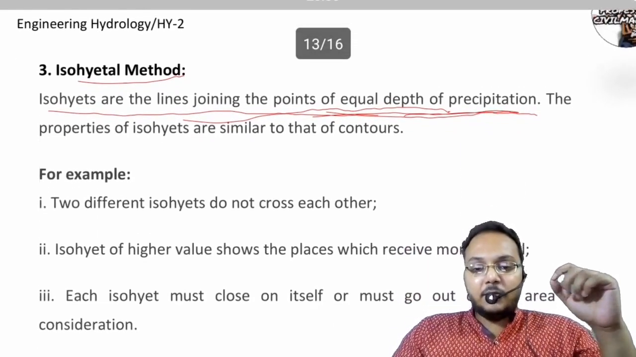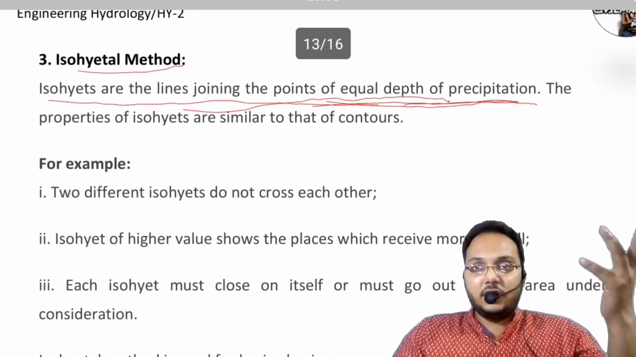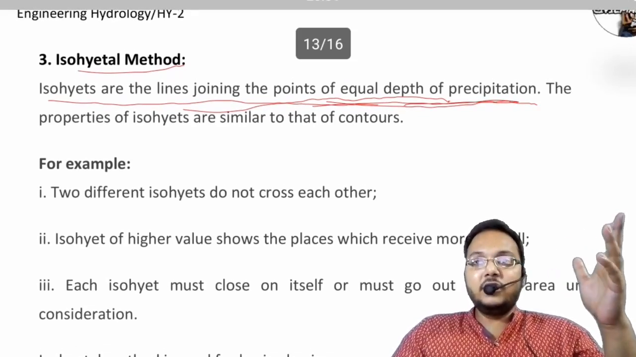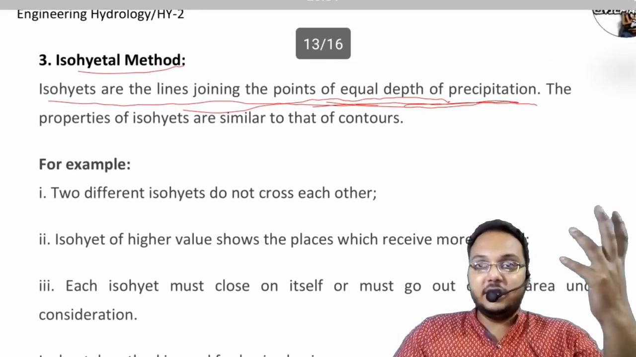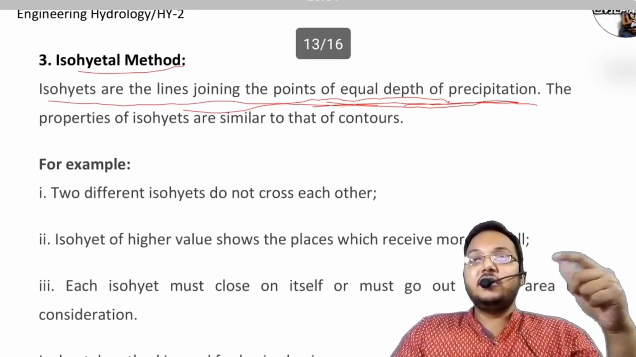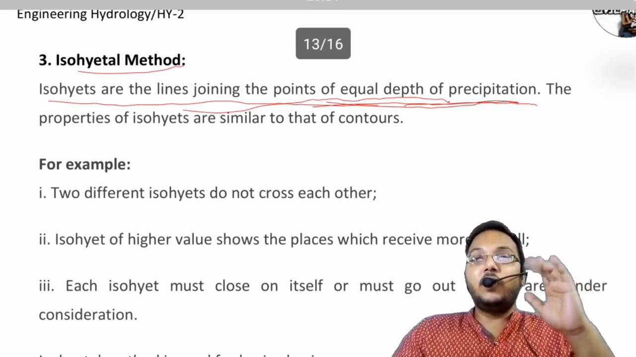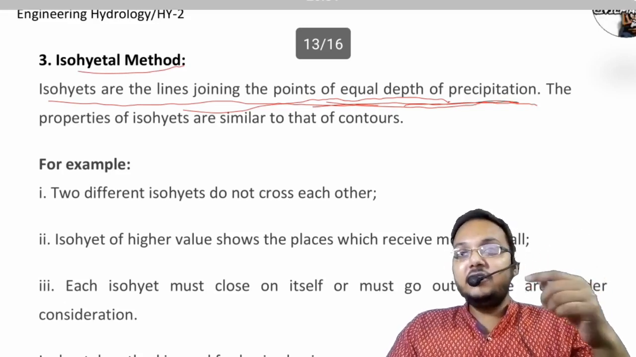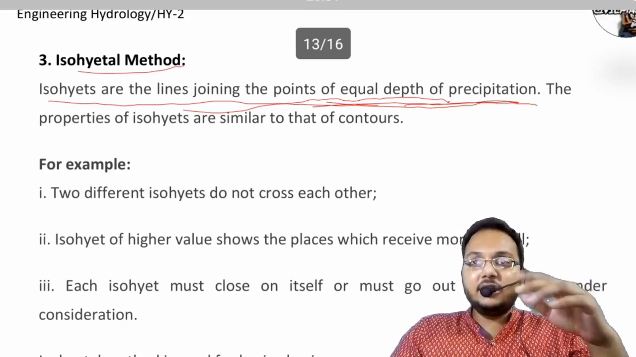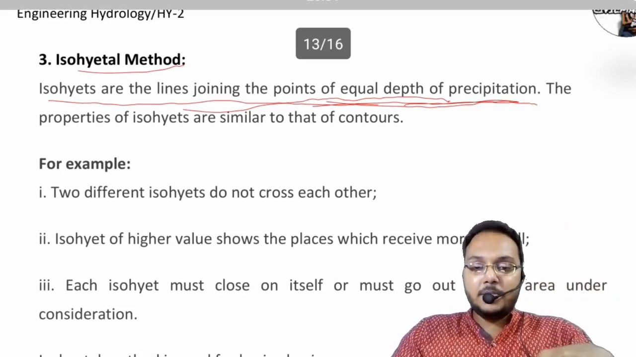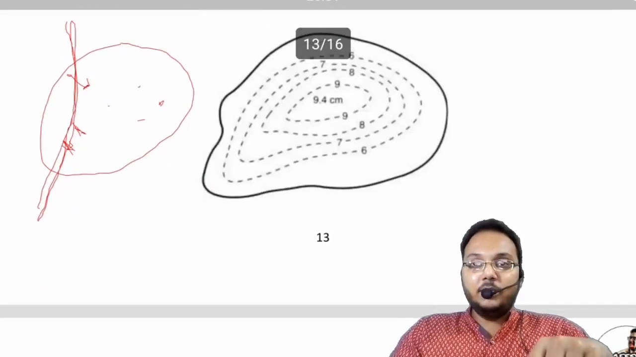The properties of isohyets are also similar to those of contours. As you know, there are various properties of contours, like they should be somehow closed lines. A contour line represents one particular altitude only, and similarly isohyets are also somewhat like that. The lines, though I made a diagram, this line is not a complete one.